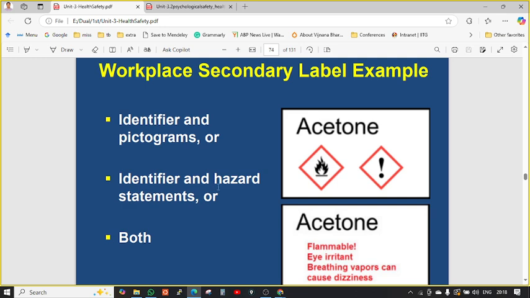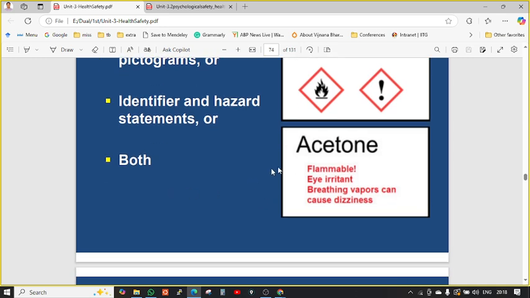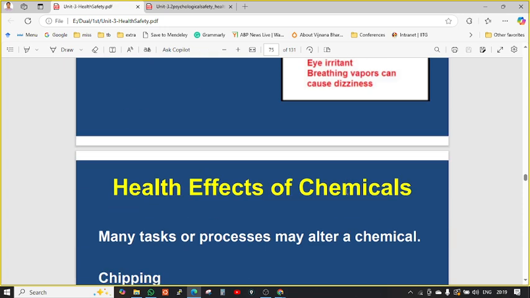For example, this is acetone. If you have seen this acetone bottle, or if you are transferring from a big bottle to a small bottle, then just write acetone and make this kind of symbol for your purposes. These are called identifiers or pictograms, just pictures. Or you can use both, written form as well as picture form. You can just note it down and paste it on the front of this chemical bottle.